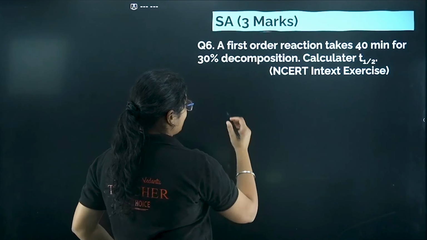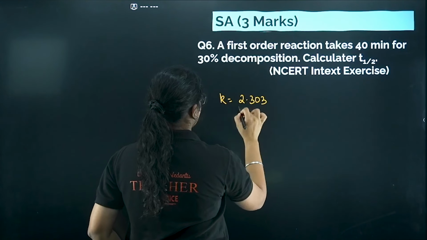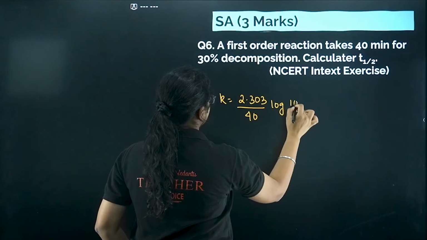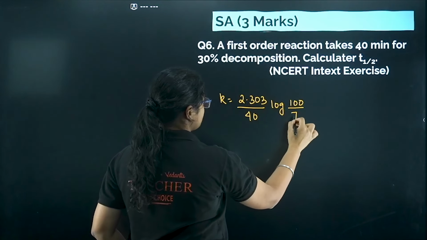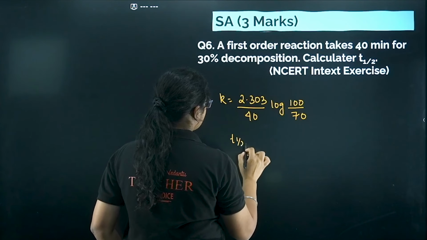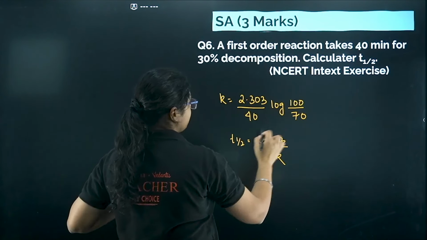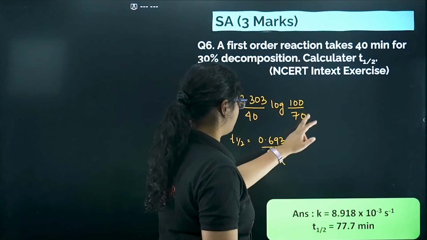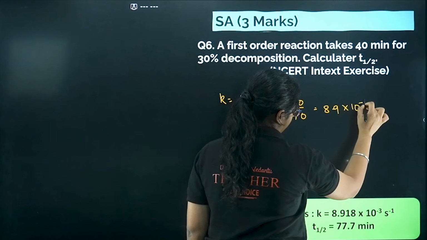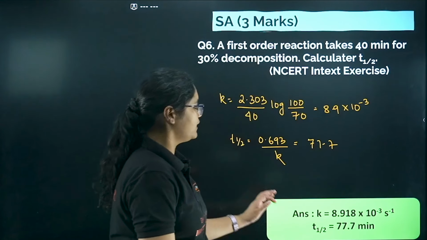First of all, you need to calculate the K value here. That is 2.303 by T is 40 minutes log of 100. 30% decomposes means 100 by 70. You will get the K value here. Now how to calculate T half from here? That is 0.693 by whatever K value you have calculated here. So K value after calculating will be somewhere around 8.9 into 10 to the power of minus 3, and your T half value will be 77.7 minute.